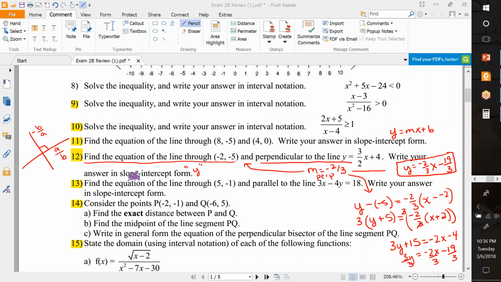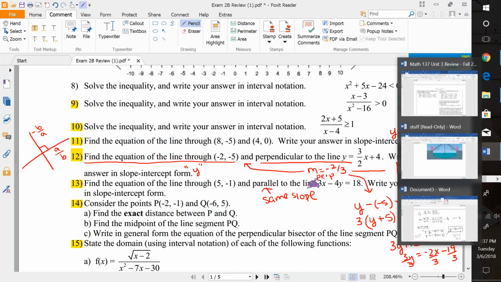Okay, so for 13, you're supposed to be finding the equation of a line with a point 5, negative 1, and it's parallel to 3x minus 4y equals 18. Notice this is different. When the perpendicular one was here, it was already solved for y for me, so I could see that slope of 3/2 really clearly. This is not in slope-intercept form, so I'm going to have to adjust that first before I know what my slope is. But parallel means that you don't change the slope, you keep the slope the same. So once we figure out what our slope is, we're going to keep it that slope, and then we'll use our new point.